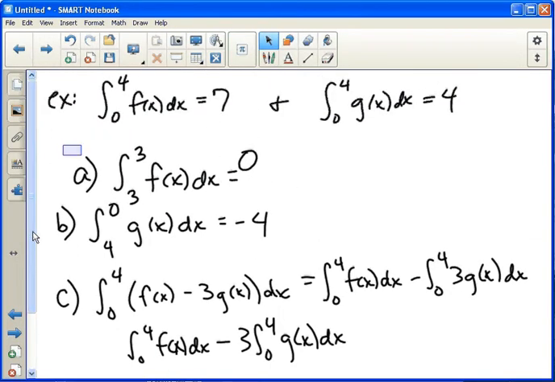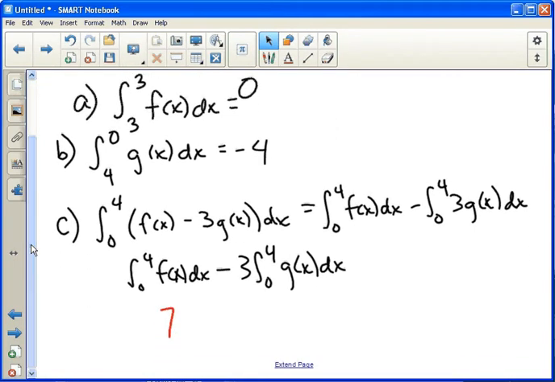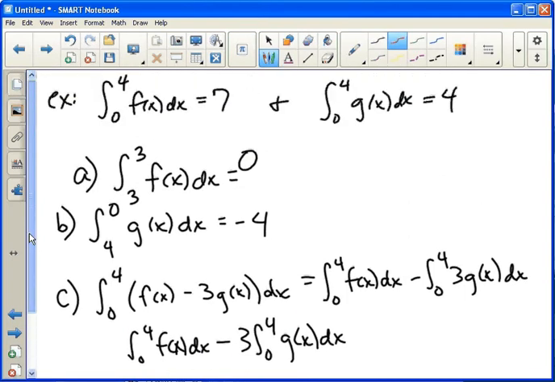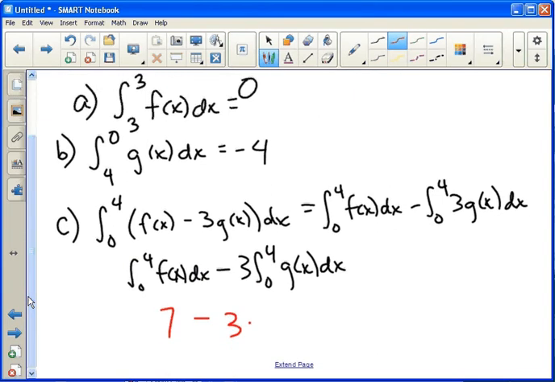I know that's 7. Then I do minus 3 times. I know that the integral of g of x is 4. So 3 times 4. So we get 7 minus 12, which is negative 5. And it's fine to get negatives on these. That just implies that your total area tends to be under the x-axis instead of above it. So that's the first example. Let's try another.